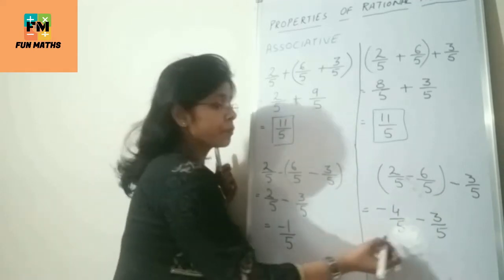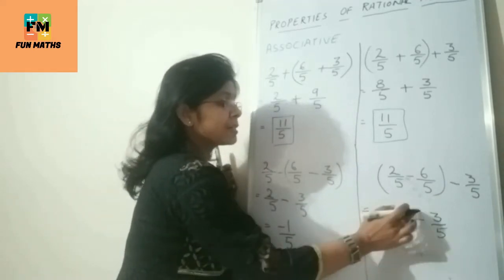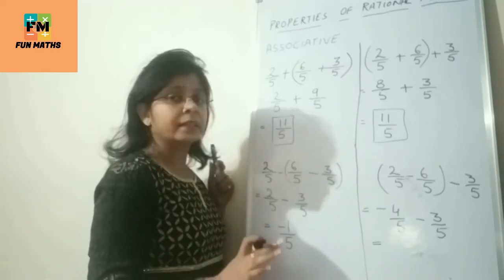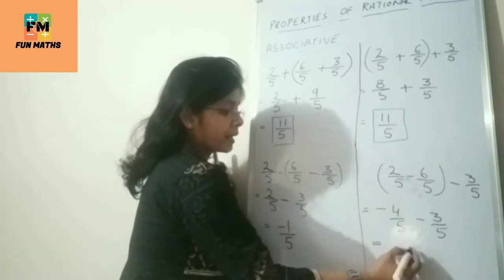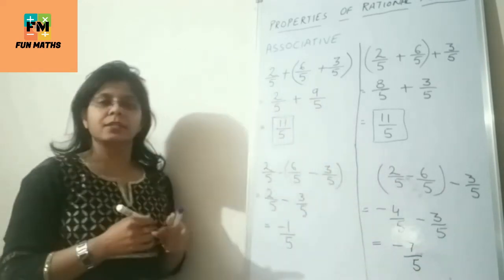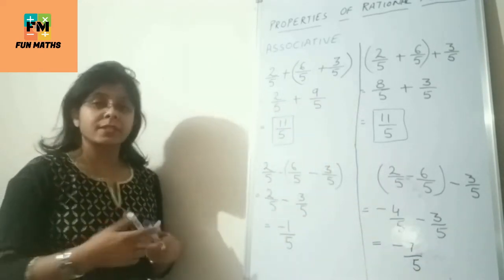Now when we subtract these two numbers, minus 4 minus 3, we have learned all this in integers. I am not going to explain it again. So minus 4 minus 3 is minus 7. Minus 7 by 5 is the result.